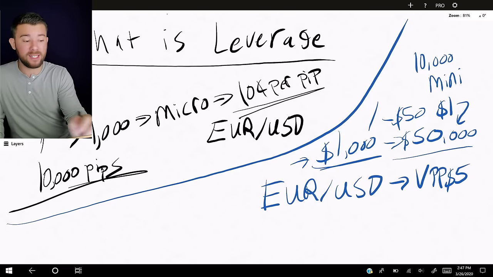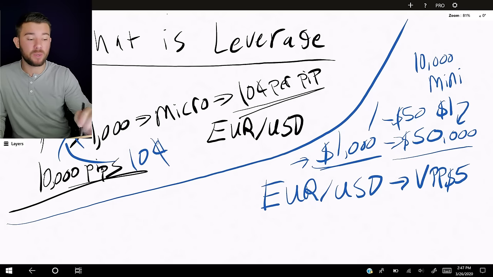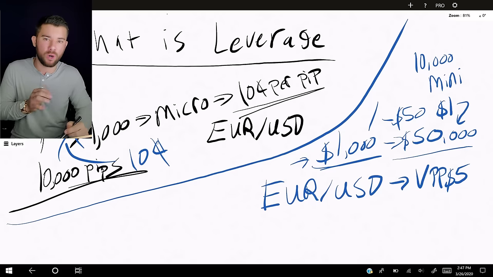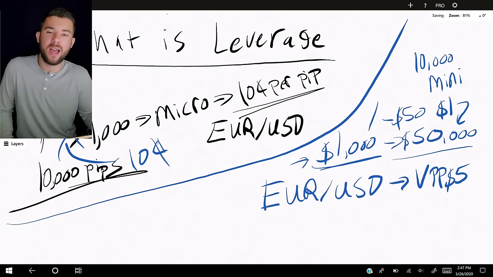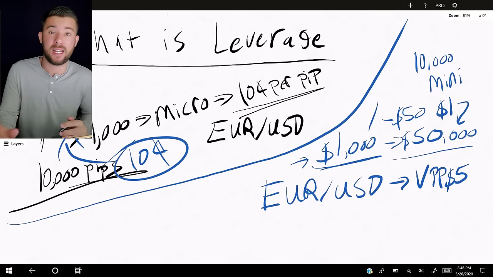You see the difference here? This was 10 cents per pip. But because we're using leverage over here, we have $5 per pip. Now, can this work for you? Absolutely. Yeah, you can make a lot more money at $5 per pip than at 10 cents per pip. No one is doubting that. I'm not saying you can't do that.